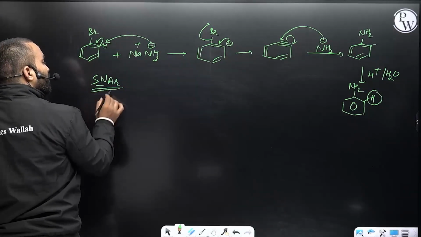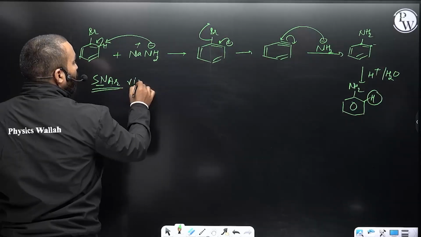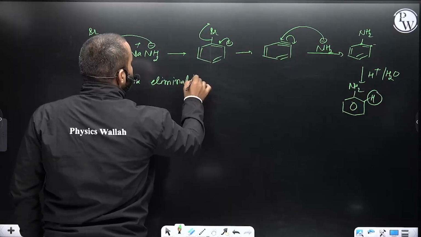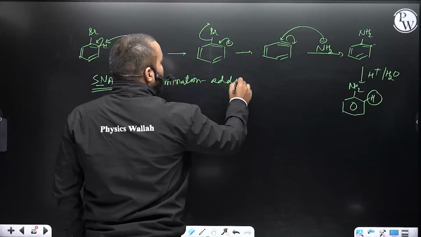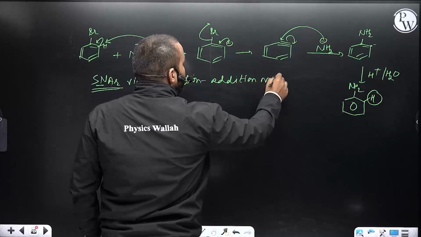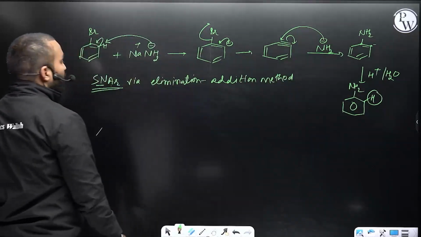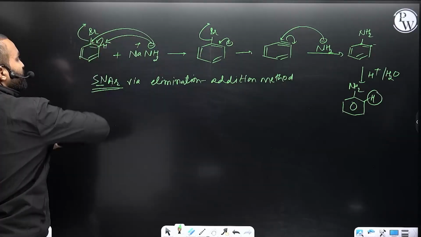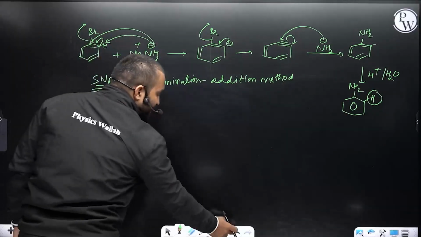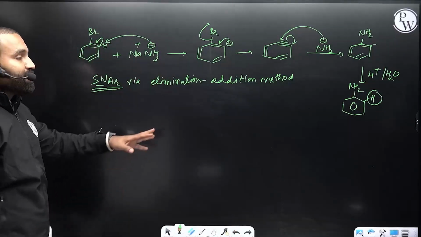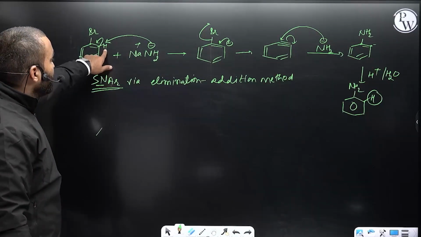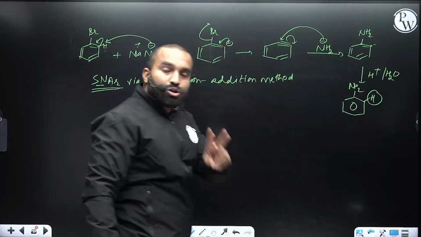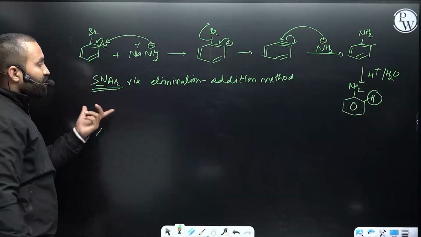via the elimination addition method. See, you have not directly kicked away chlorine or bromine. The NH2 is not attacking on this center to kick away the halogen. It's not happening over here. You are actually doing an elimination addition reaction. First you are eliminating this hydrogen, bromine is also eliminated, then you are adding NH2 and hydrogen. So two things are eliminated and two things are added. So this becomes my method.